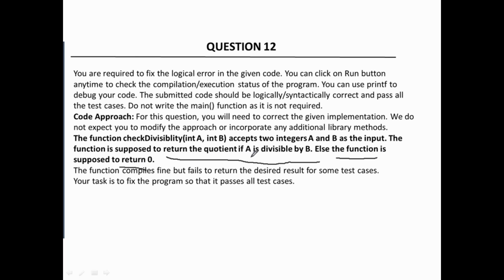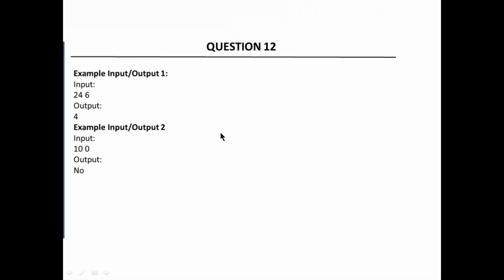If a is divisible by b, then we should return the quotient; otherwise we should return 0. Observe now. 24 modulus division of 6, we get result 0 on applying modulus division. So 24 is divisible by 6. If it is divisible by 6, then what should you do?